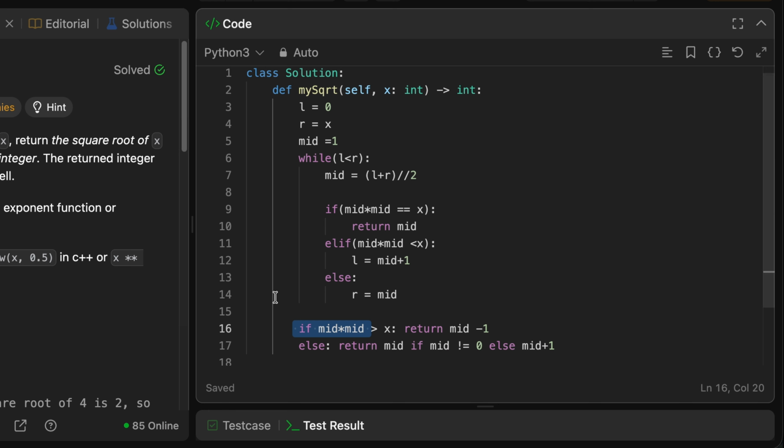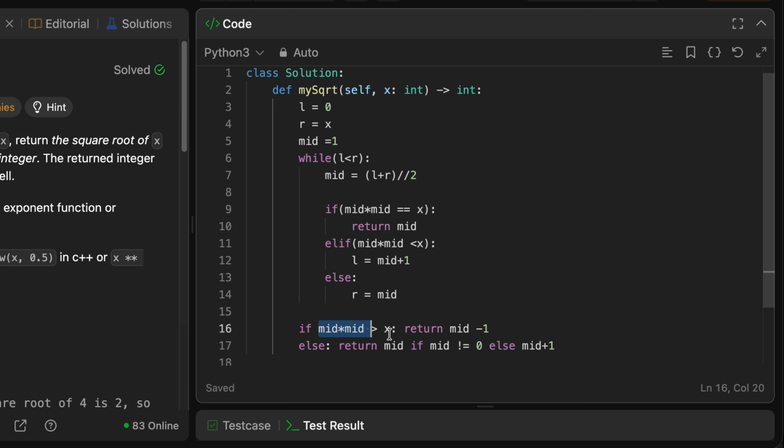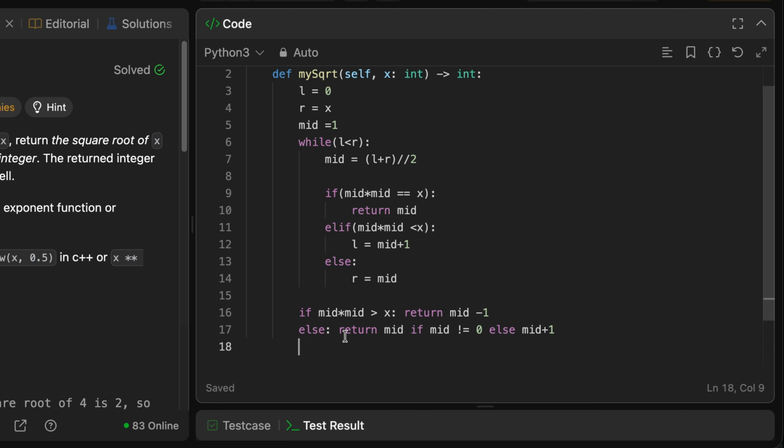So whatever mid we got, if its square is actually greater than X, we will simply return mid minus 1. Just like we saw with the case of 3, the square of 3 is actually greater than 8, it is 9. That's why we had to decrement it by 1 to return 2. Now in case the square of mid is less than X, we can simply return mid. Even there we have a condition. So we will return mid only if the mid is not equal to 0.